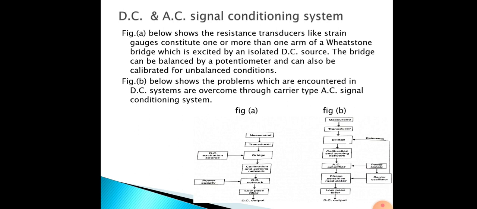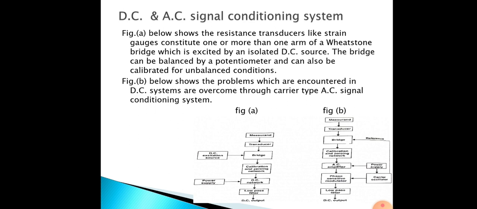The resistance transducer like strain gauges constitute one or more arms of a Wheatstone bridge, which is excited by the isolated DC source. So the bridge can be balanced by a potentiometer and can also be calibrated for the unbalanced condition. So what are the characteristics of this DC amplifier? It should have extremely good thermal and long-term stability. Then it may require balanced differential inputs, CMRR.